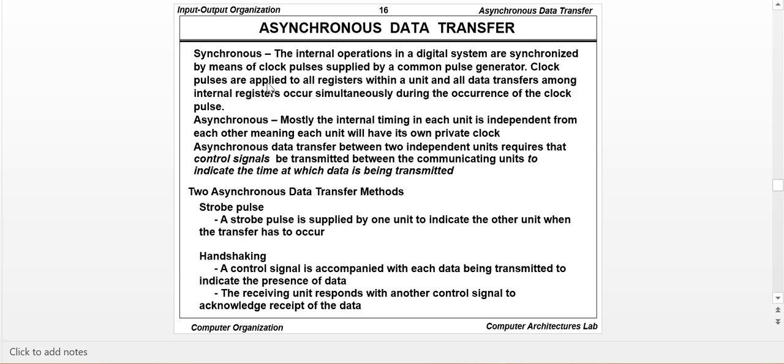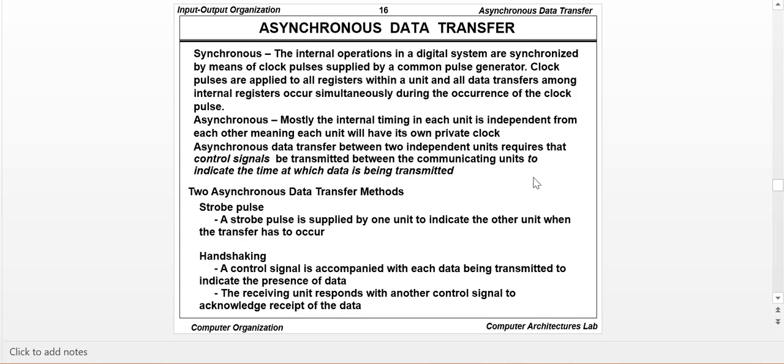That is called asynchronous transfer. In asynchronous transfer, the internal timing in each unit is independent of the other, meaning each unit has its own private clock. Asynchronous data transfer between two independent units requires that control signals be transmitted between the communicating units to indicate the time at which data is being transmitted. Now, there are two types of asynchronous data transfer methods. One is called the strobe pulse and the other is called the handshaking method.